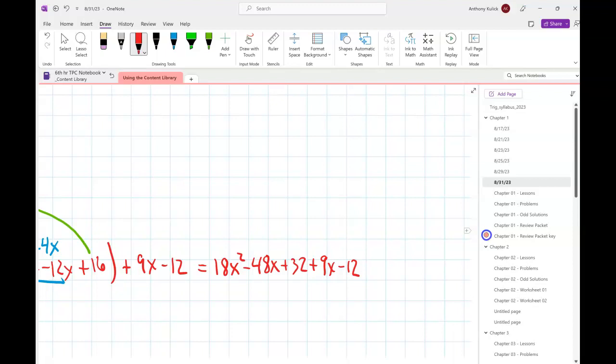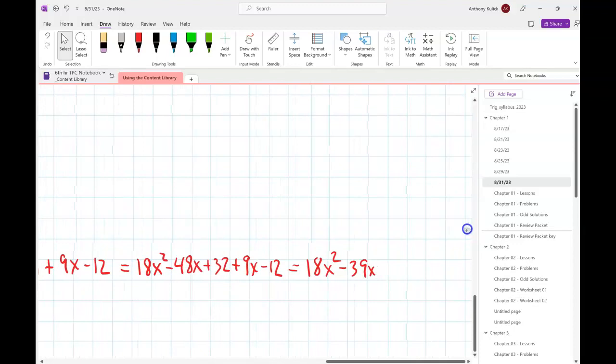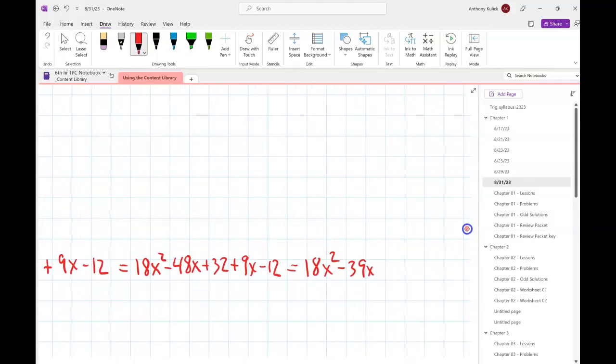So far, so good. Am I done? No. What can I still do? Yeah, combine some like terms. So the negative 48x and positive 9x make negative 39x. And the positive 32 and the negative 12 make a positive 20. There we go.